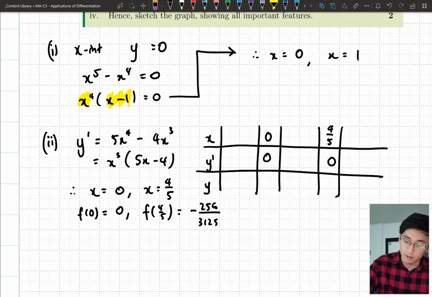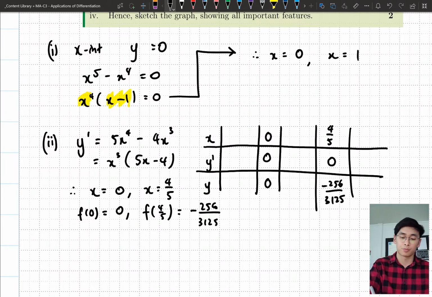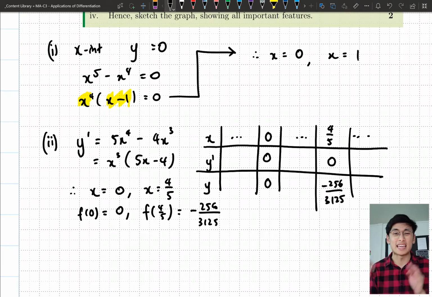Let me write it a little bit bigger so we can see it a little bit better. Negative 256 over 3125, and over here it's equal to 0. Now that I've done that, I'm going to use this table. Now what do I need to do with this table? I'm going to sub in values that are either side of my stationary points to figure out the sign of the first derivative. So let's sub in a value that's less than 0.